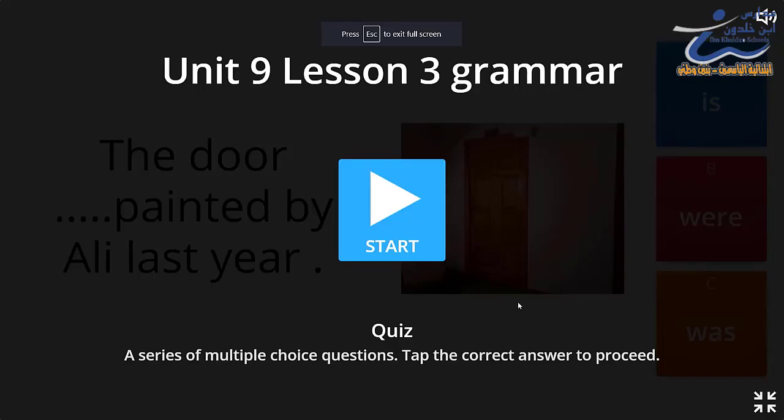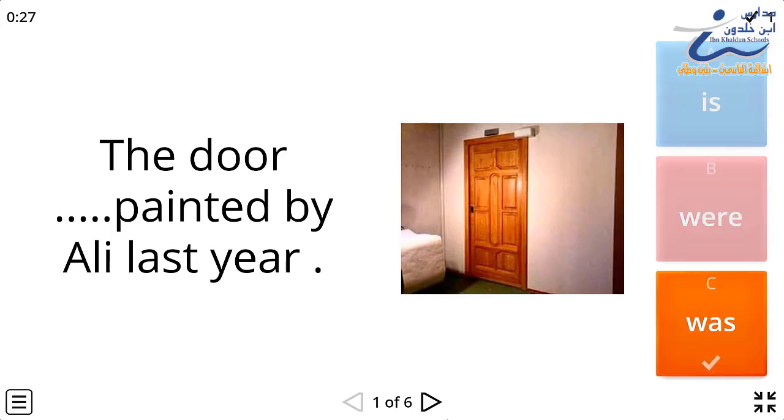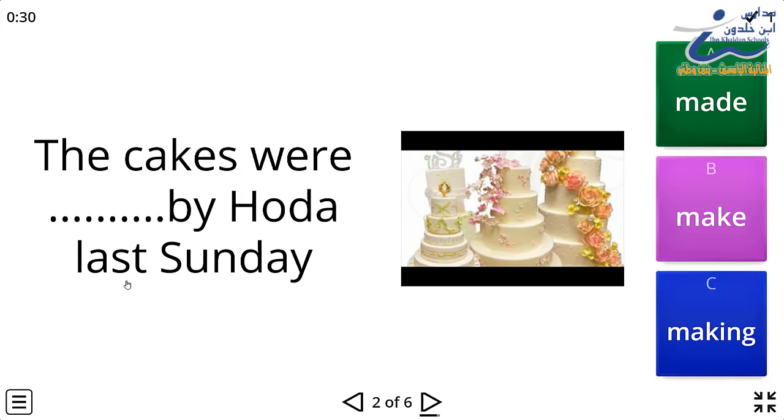And now, time for word wall. Ready? Let's start. The door, space, painted by Ali last year. Is, where, was. Number 2. The cakes were, space, by Hoda last Sunday.